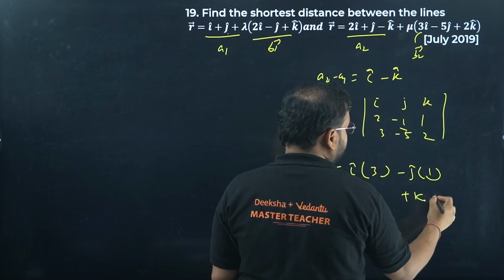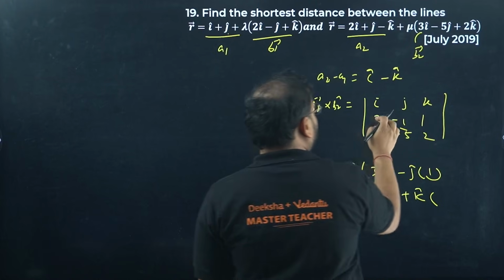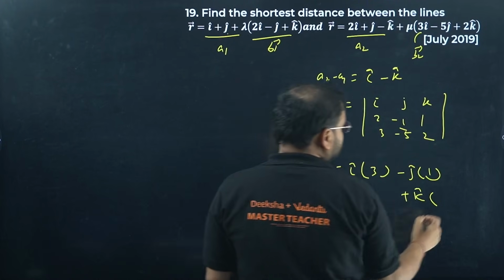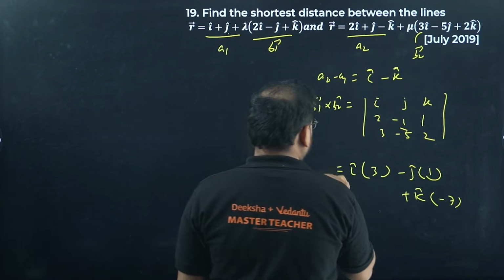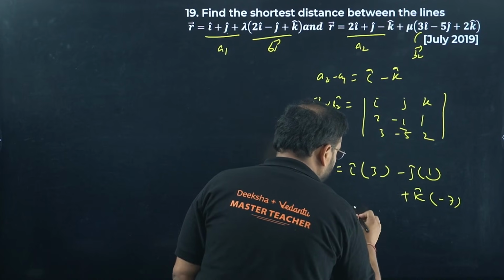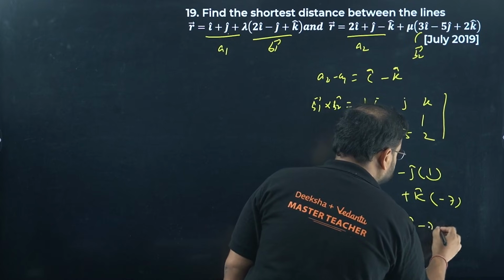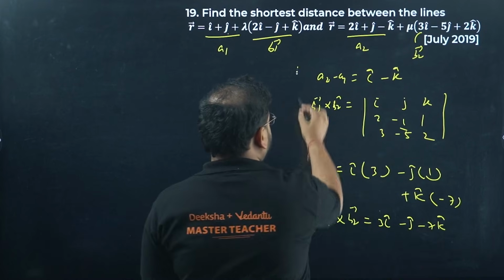And with k cap, what do we have? We have minus 10 plus 3. Minus 10 over here and plus 3 means minus 7. This is my B1 cross B2. So I get B1 cross B2 as 3i cap minus j cap and minus 7 k cap.